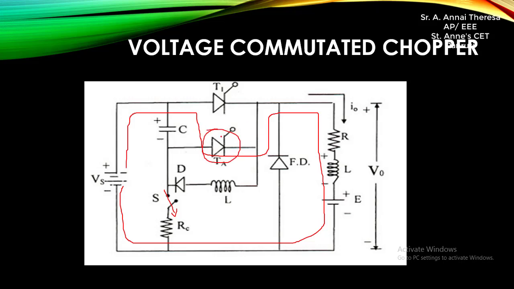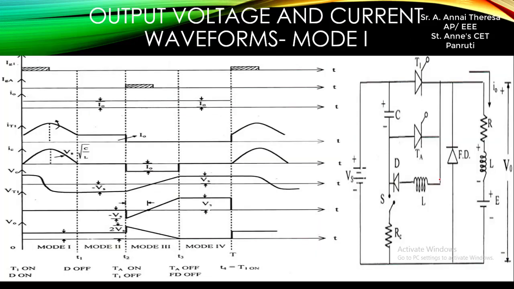So this is about the components used in this voltage commutated chopper. Now we can enter into the operation. We have 4 modes of operation. The first mode is from t equal to 0 to t1. From t1 to t2, mode 2. From t2 to t3, mode 3. From t3 to t, mode 4. Like this there are 4 modes.